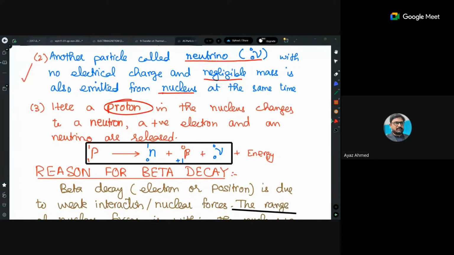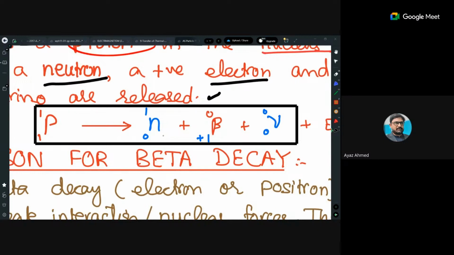The main equation is that the proton in the nucleus changes to a neutron, and a positive electron and a neutrino are released during all this. So this is the equation you have to remember, right? In these types of questions, there would be blank spaces, and you have to fill them out. Is it clear to you?